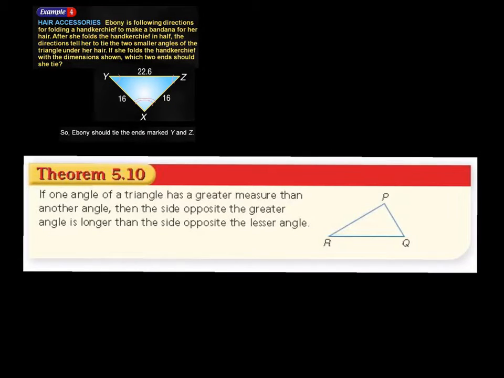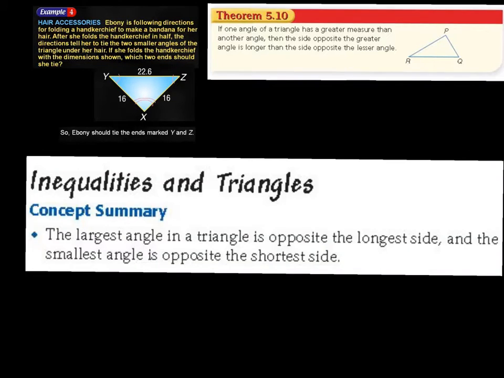Because theorem 5.10 says if one angle of a triangle has a greater measure than another angle, then the side opposite the greater angle is longer than the side opposite the lesser angle. So bringing it all back together, the largest angle in a triangle is opposite the longest side, and the smallest angle is opposite the shortest side.